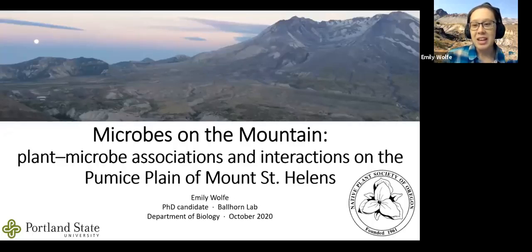Cool. Okay, so the title of my talk today is Microbes on the Mountain, specifically plant microbe associations and interactions on the pumice plain of Mount St. Helens. And here is one of my favorite pictures of the mountain, taken from up towards Johnson Ridge Observatory.